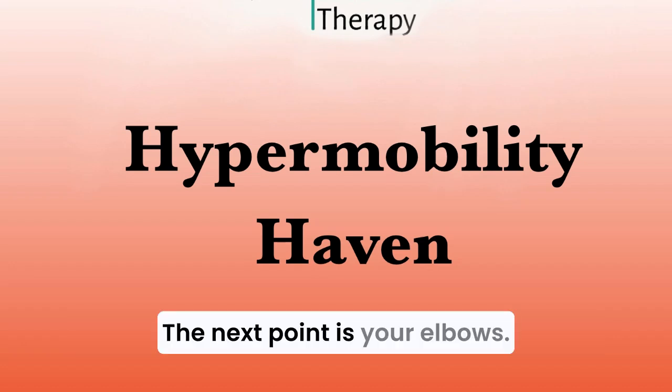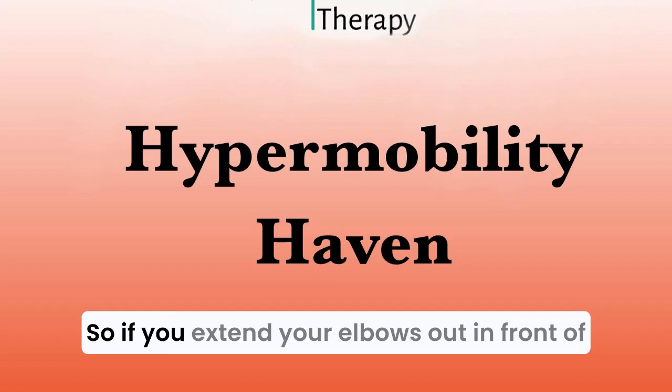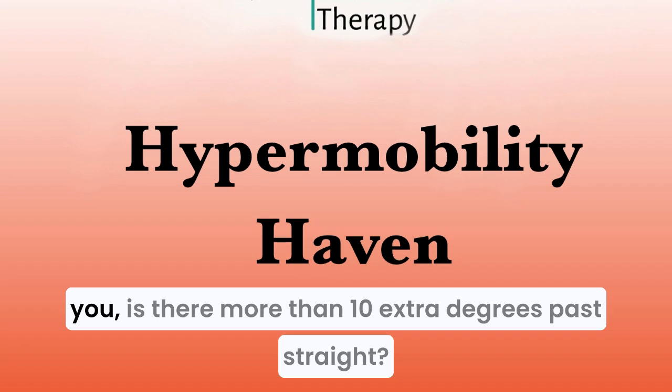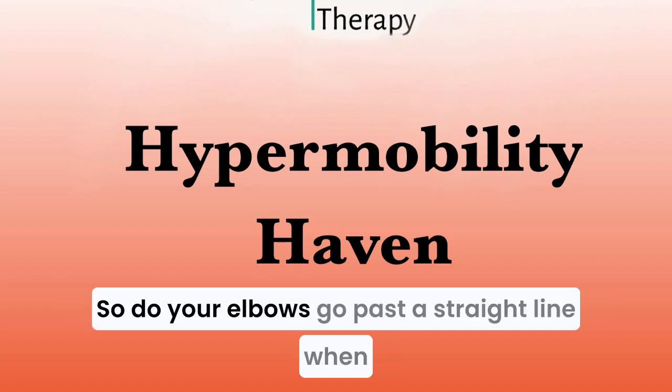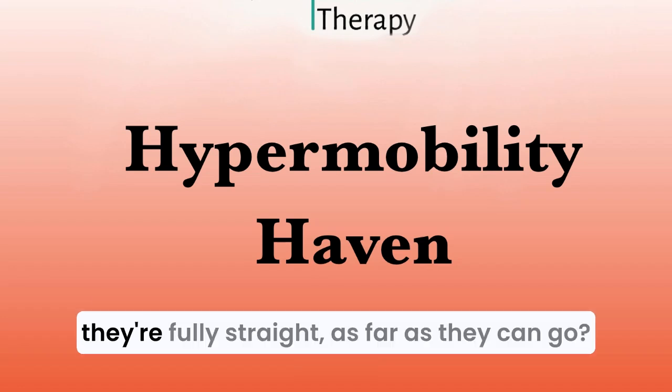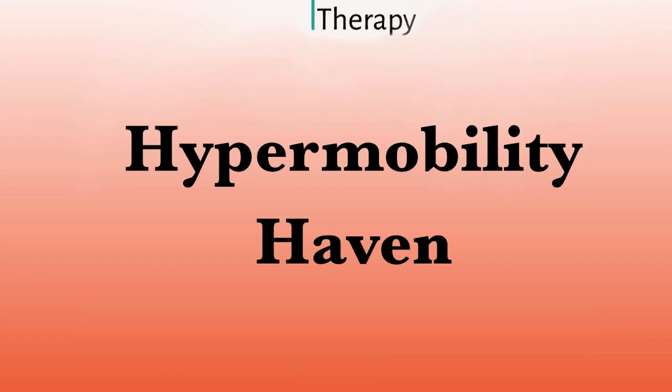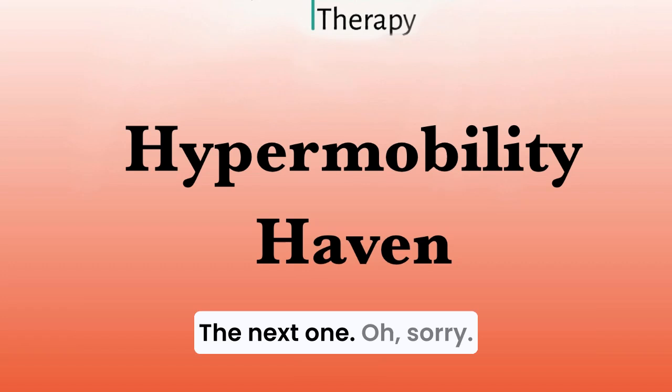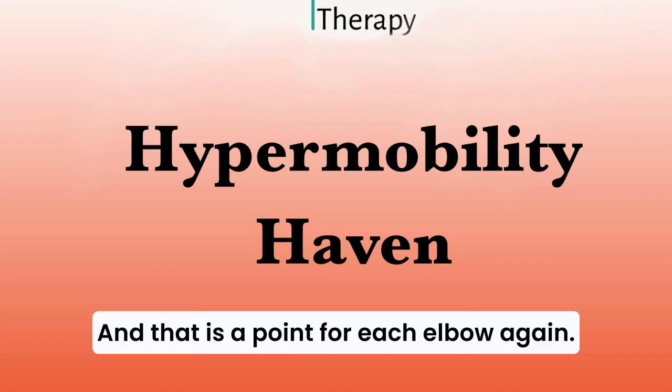The next point is your elbows. So if you extend your elbows out in front of you, is there more than 10 extra degrees past straight? So do your elbows go past a straight line when they're fully straight as far as they can go? That is a point for each elbow again.